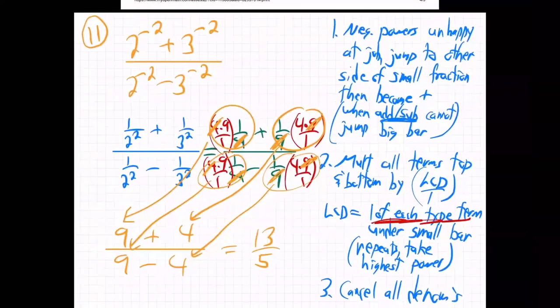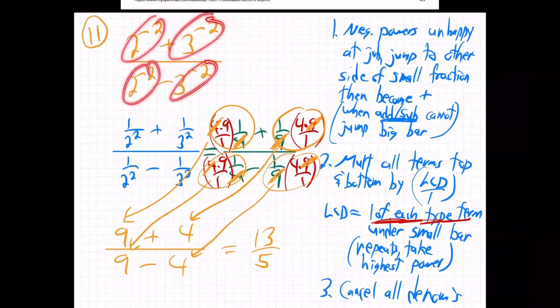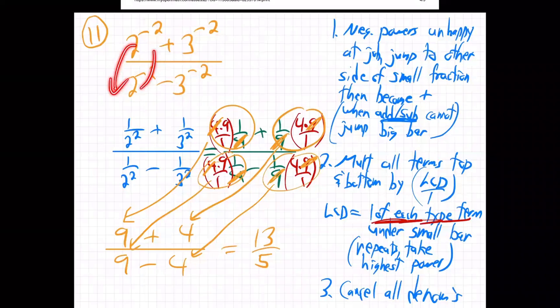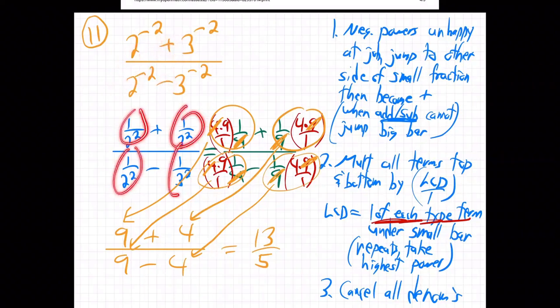All right, let's recap what happened. So negative powers are negative. They're unhappy at their job. They want to jump to a new job. Then they'll be positive power, happy. But you can't go across the big bar when you have adding, subtracting. If that was times, that'd be exactly what we would do. But it's adding, subtracting, so they have to jump right where they're at. They can't cross the big bar. So they have to go underneath a 1 right where they're at. And then that's 1/4 and 1/9.